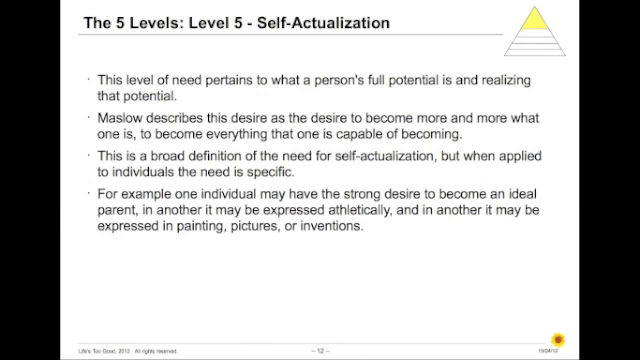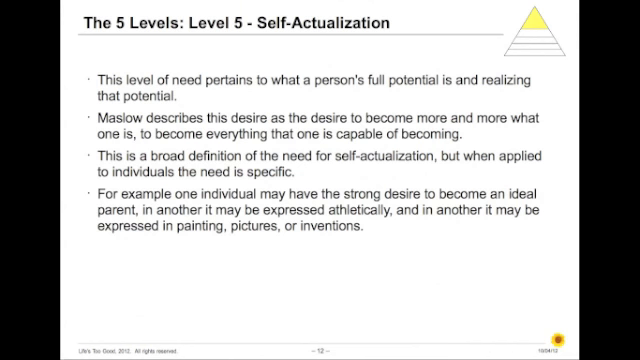The final level, level 5, is self-actualization, and this level is talking about fulfillment, so what a person's full potential is and realizing that potential. Maslow describes this desire as the desire to become more and more what we are, what we're destined to become, what we're capable of becoming.